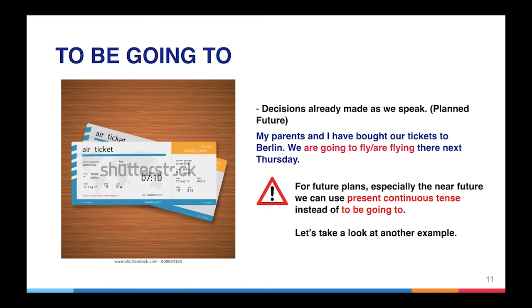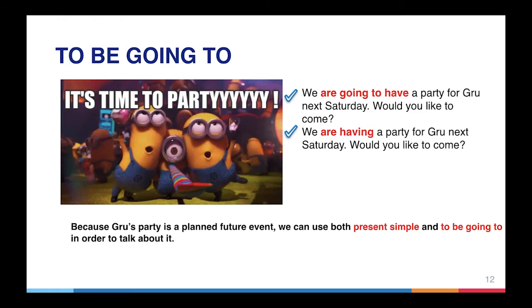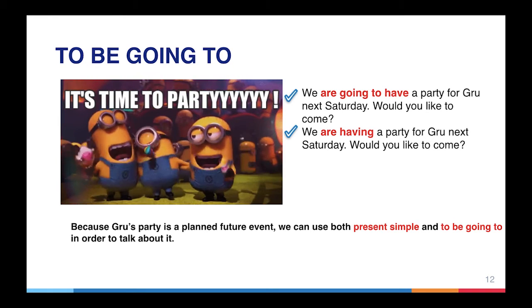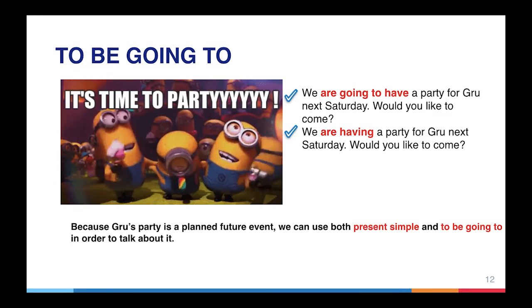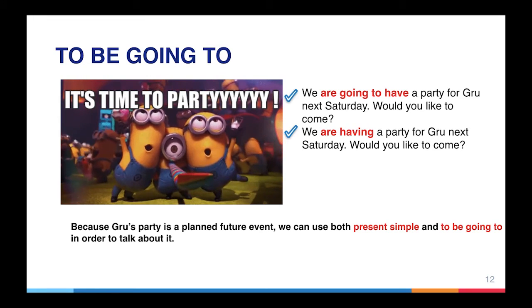Let's take a look at another example. So here we are planning to have a party for Gru. We can either say we are going to have a party for Gru next Saturday, or we are having a party for Gru next Saturday. The meaning does not change.